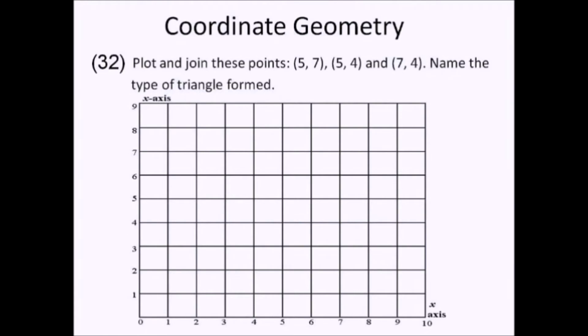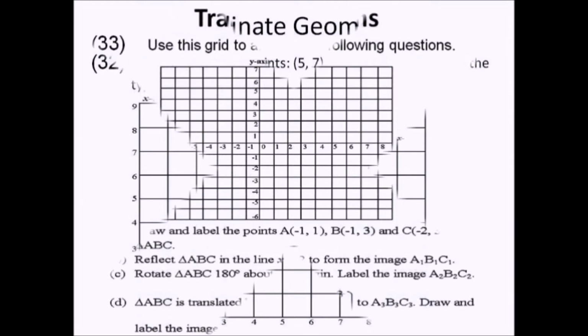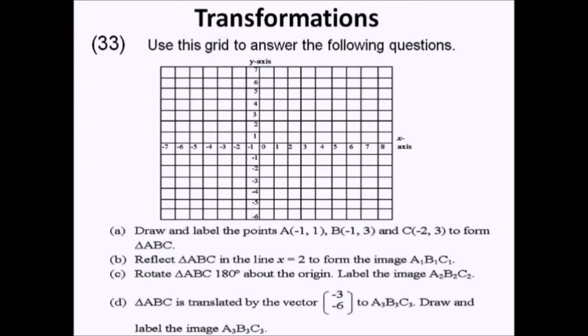Let's go. 32, coordinate geometry. Plot and join these points: (5, 7), (5, 4), and (7, 4). Name the type of triangle formed. So you do that quickly. You take a few seconds to plot your points and then draw the triangle and then name the type of triangle. Come on, get it done. Pencil on the coordinate grid and then use a pen to give me the answer. Name the triangle.